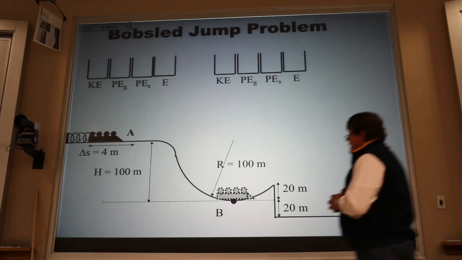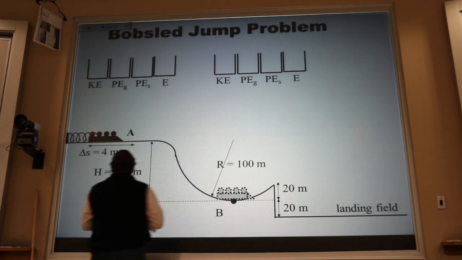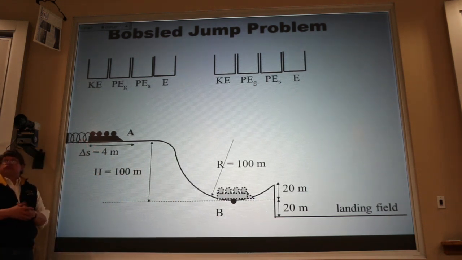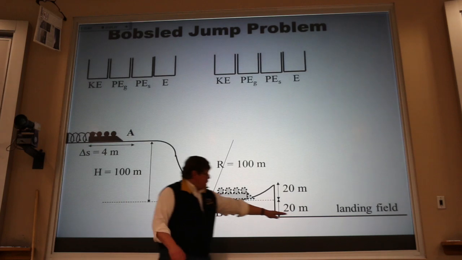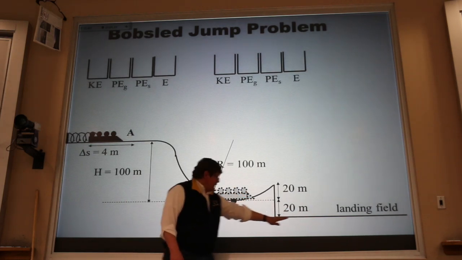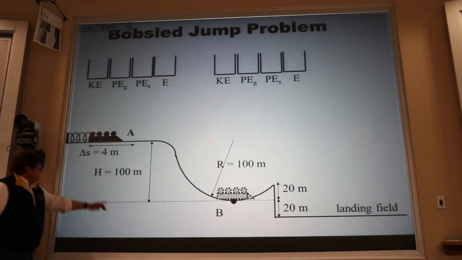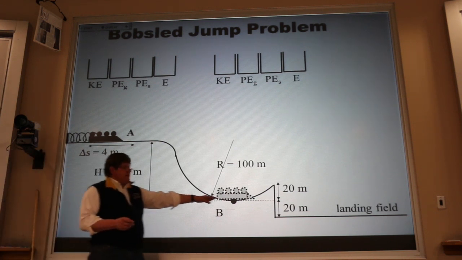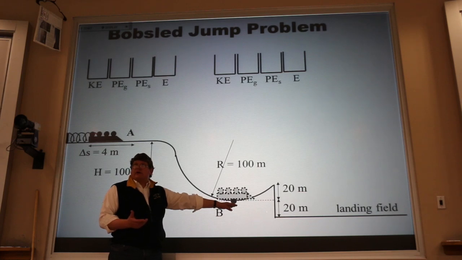Well, I always ask myself the same 3 questions. Is anything with mass moving? No, not yet. Is anything up off the floor? Yes. If I choose the lowest point in the problem to be my floor, then it's 120 meters up off the floor. The last question is, are any springs stretched or compressed? Oh yeah.